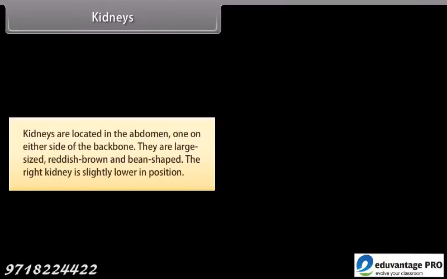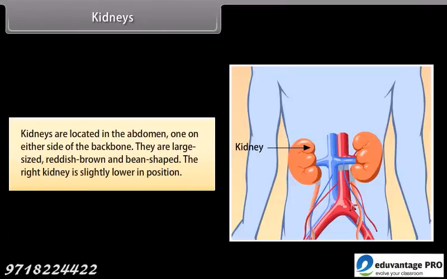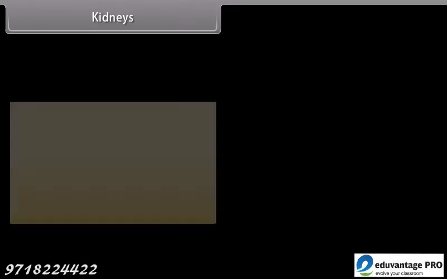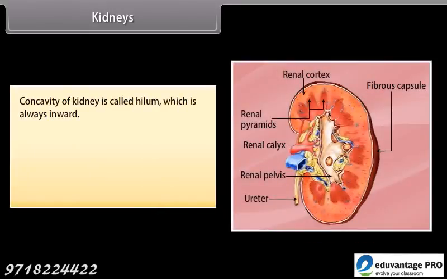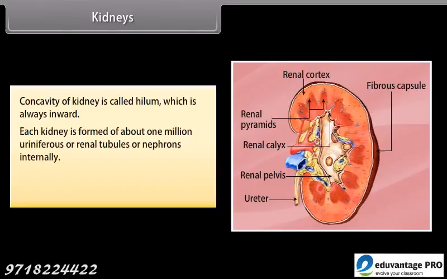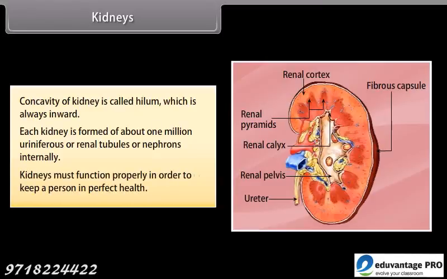Kidneys. Kidneys are located in the abdomen, one on either side of the backbone. They are large-sized, reddish-brown, and bean-shaped. The right kidney is slightly lower in position. The concavity of the kidney is called hilum, which is always inward. Each kidney is formed of about 1 million uriniferous or renal tubules, or nephrons, internally. Kidneys must function properly in order to keep a person in perfect health.